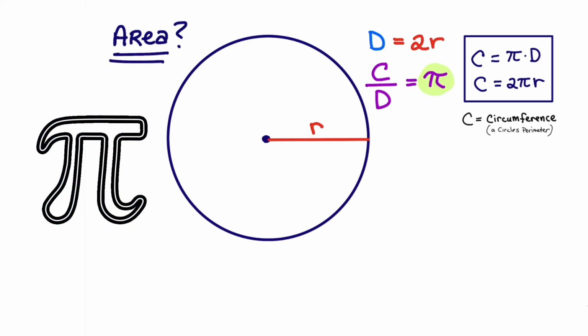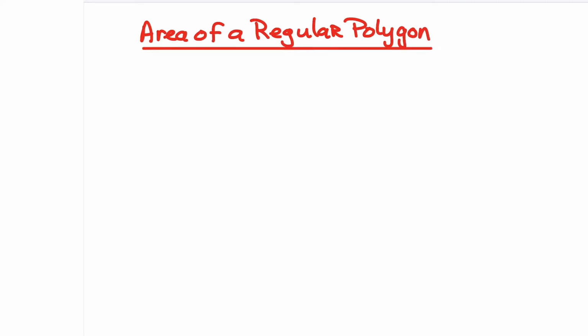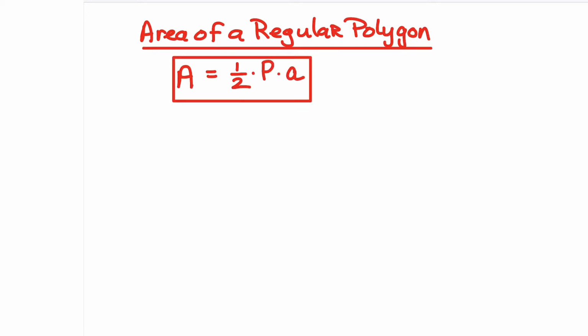But now what about the area of the circle? The measurement of all the two-dimensional space inside the circle's edge. Well, let's think about how we find the area of a regular polygon. A regular polygon is a polygon where all the sides are the same length, an equilateral polygon. And its area formula is given by 1/2 its perimeter times this thing called the apothem.